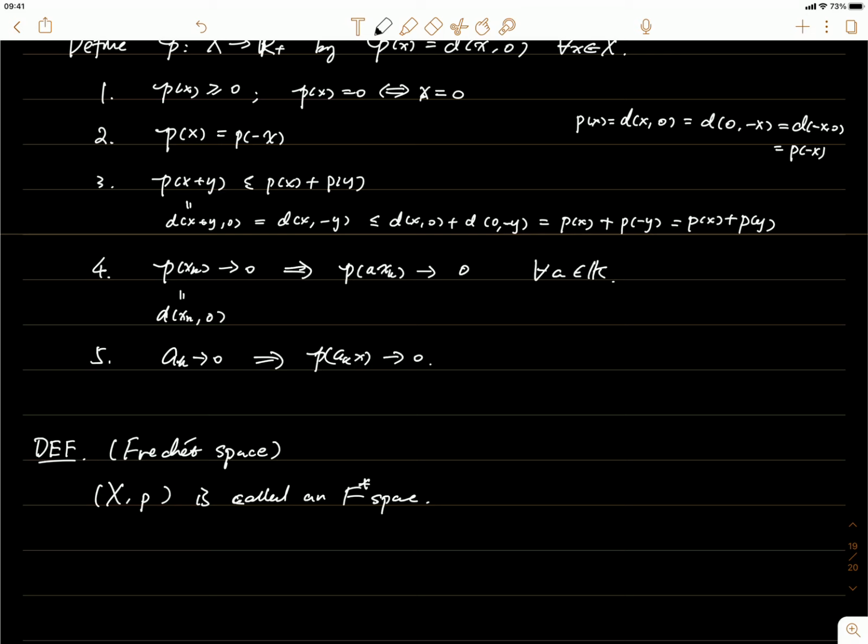okay, or F star space for short. And if X is complete, the complete means that every Cauchy sequence is convergent. And for the Cauchy sequence, we need to use the concept of distance. And the distance is characterized by this P right here. Okay, so if X is complete, then X, P is called a Frechet space.